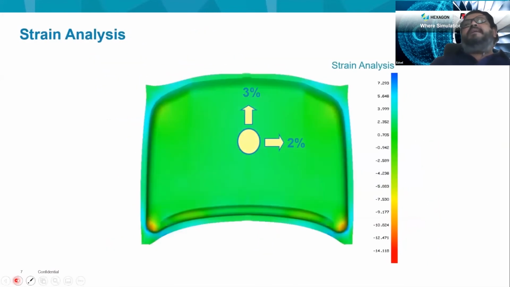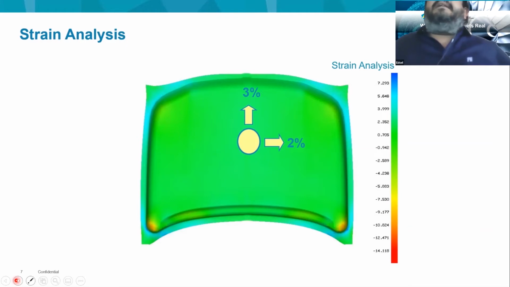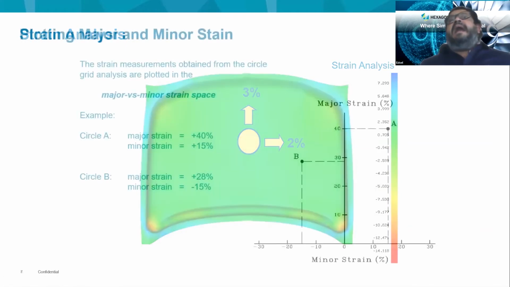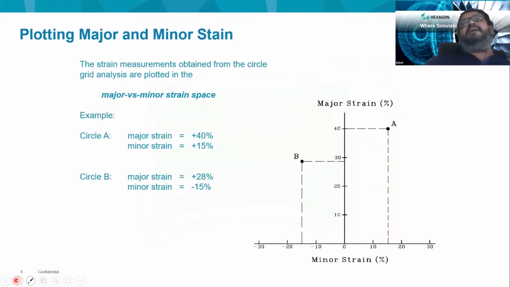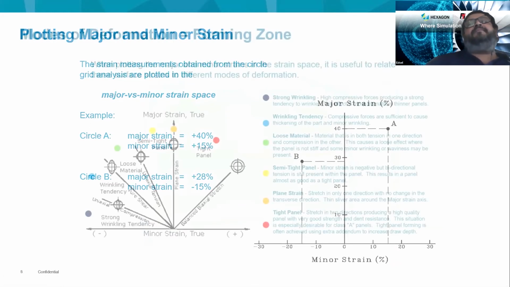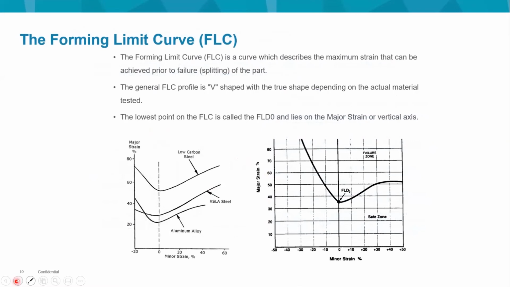So basically, what is this? This is nothing but major strain and minor strain. And in this situation, we are seeing an ellipse which has a major strain of 3% and a minor strain of 2%, and so on. These plots are created, and you will start to get many such points, which will then result in what is called the forming limit diagram. So that's the forming limit curve again.